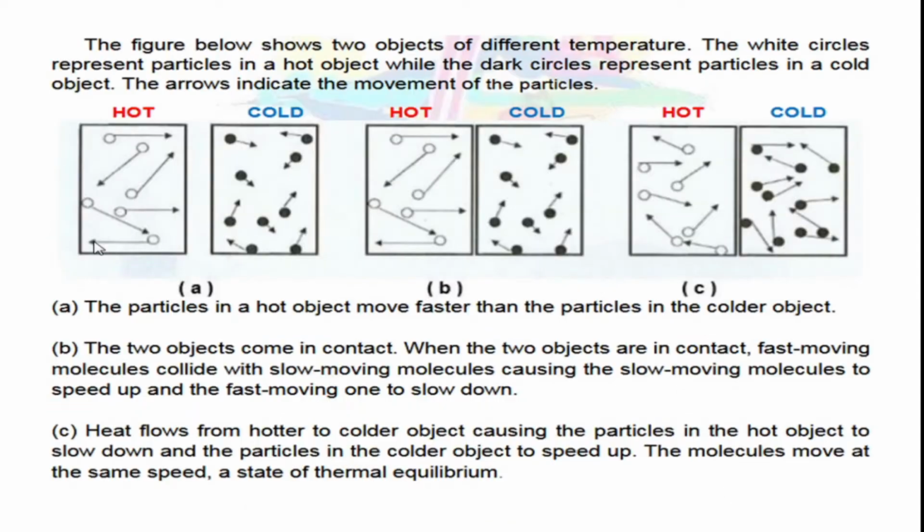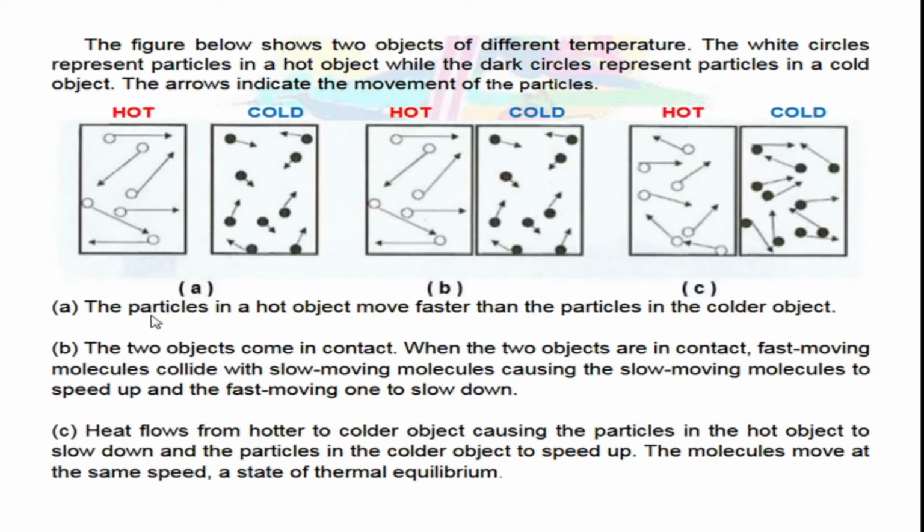So, let's proceed. We have a figure here. The figure below shows two objects at different temperatures. The white circles, these are the particles, represent particles in a hot object, while the dark circles represent particles in a cold object. The arrow indicates the movement of the particles. We have figures A, B, and C. In each letter there is a hot and a cold object, right? Same with B. So let's discuss letter A.